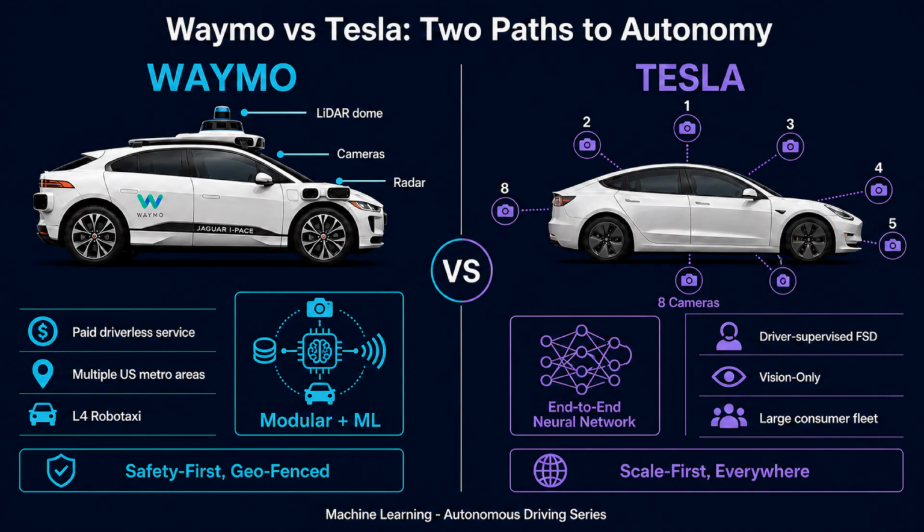Tesla takes a scale-first approach with vision-only sensing using 8 cameras and no lidar. Their driver-supervised FSD system runs on a large consumer fleet, collecting real-world driving data at a scale no competitor matches. Recent versions moved to an end-to-end neural network architecture. Tesla argues that cameras alone are sufficient because humans drive with just vision. The key philosophical difference is clear. Waymo optimizes for safety within limited areas, while Tesla optimizes for broad coverage with incremental improvement from fleet data.